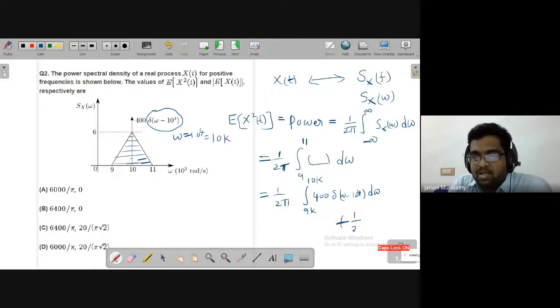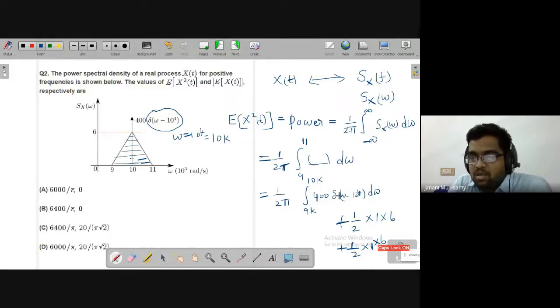I am just applying the area, 1 by 2 base into height formula. 1 by 2, base is 1, height is 6, and then 1 by 2, 1 into 6. Again, you should note the frequency is in k, so 1k and 10k. Finally I will put it in terms of k.